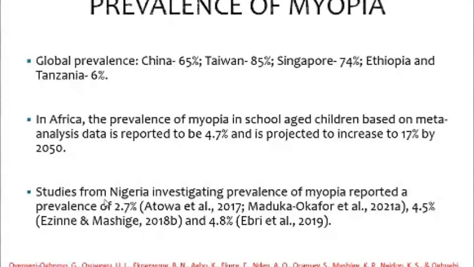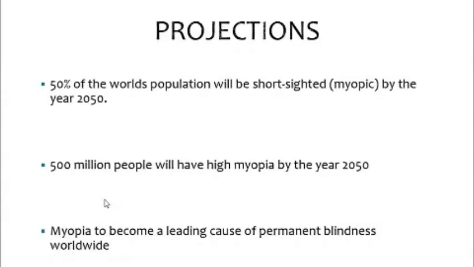Now, in Nigeria, the investigating studies show that myopia prevalence is about 2.7% and ranges to about 4.8%, depending on the study that you're looking at, depending on the definitions that were used in the study, and depending on the criteria used in defining myopia in the studies.